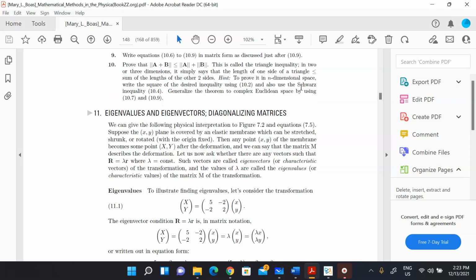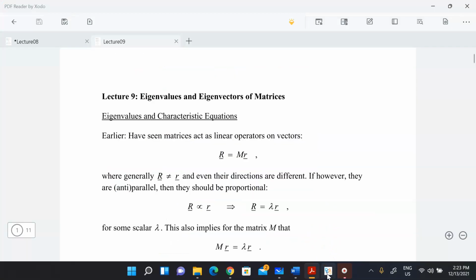Okay. So again, this will build up on a few things that we have learned before. Let me just go through the notes. The notes are almost a direct reproduction from Boas's book. I didn't have time to modify them according to my own thoughts.